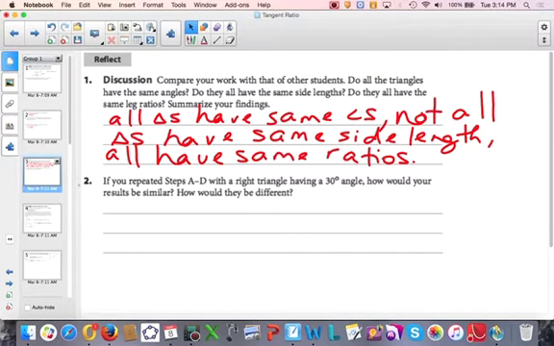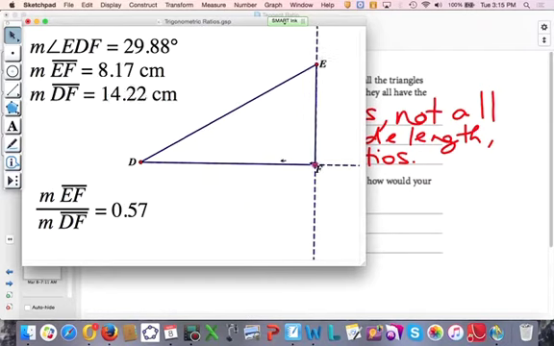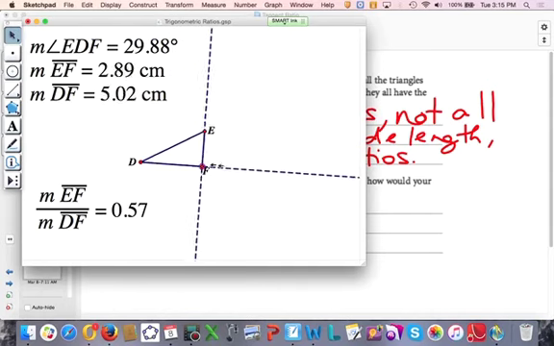So if I repeated steps A through D with a right triangle having a 30-degree angle, how would my results be similar? Well, it's pretty easy to do that with technology. Let's take a look. Okay, so I'm going to move this point E so that it's a 30-degree angle, and I think that's about as close as I'm going to get. Notice angle D isn't changing, it's 30 degrees.